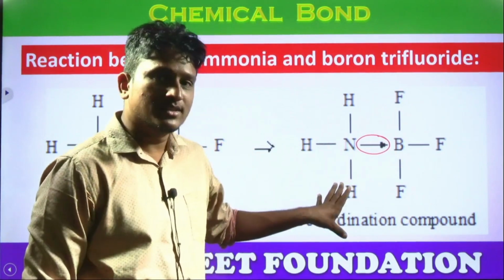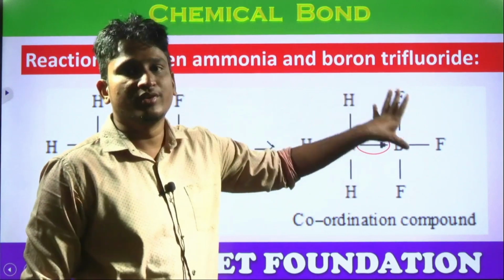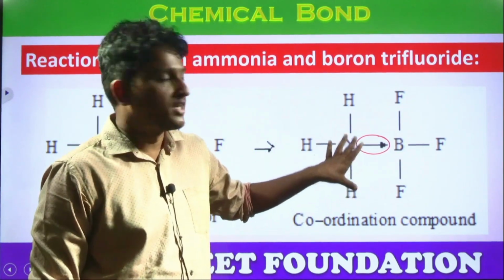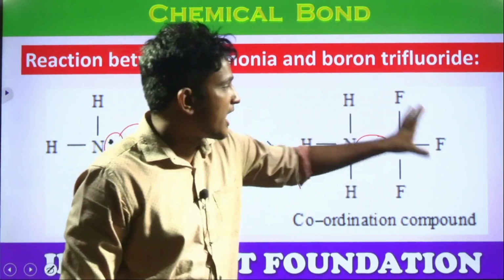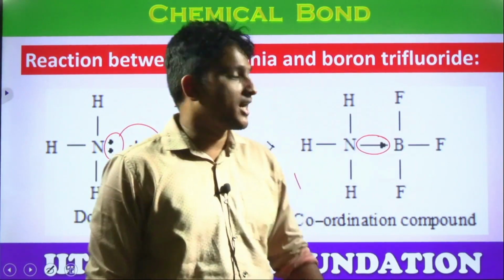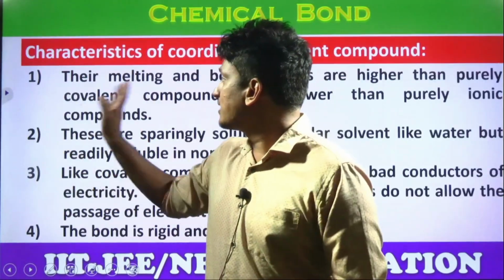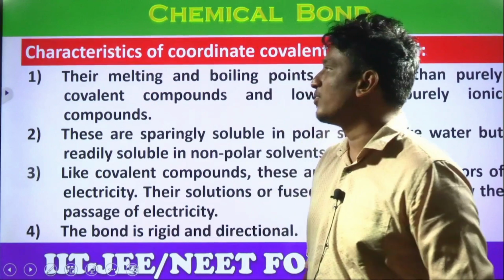But what is the difference? Only one atom is contributing the pair of electrons, here from the molecule. Here it is a molecule. So this is called a donor molecule, and that one is called an acceptor molecule, and this bonding is called a coordinate covalent bond. So students, what are the characteristics of this coordinate covalent bond?